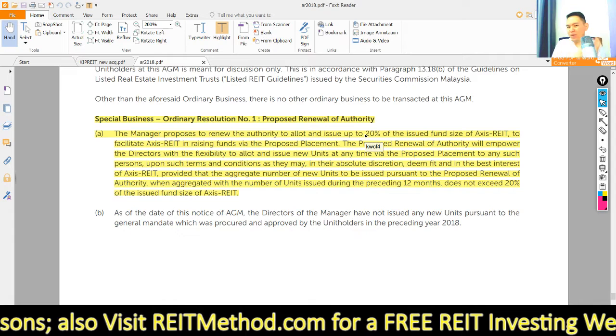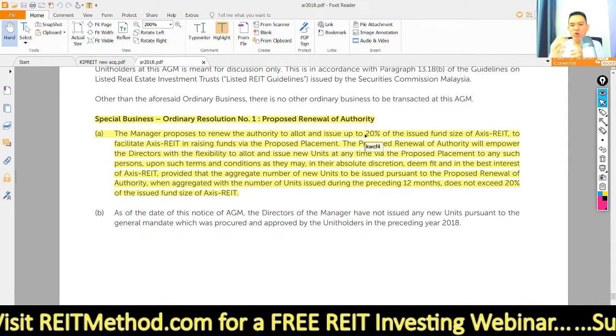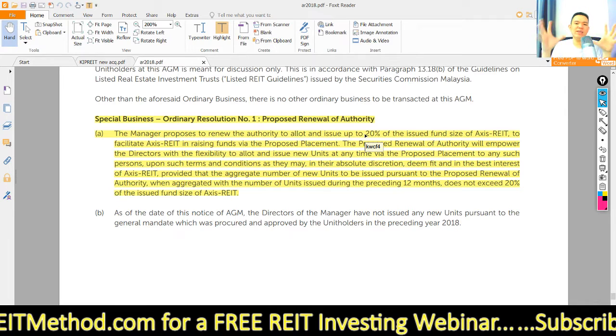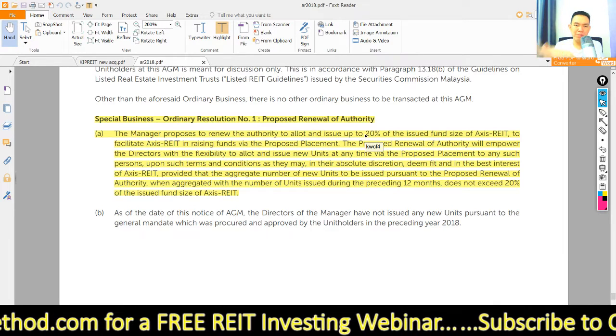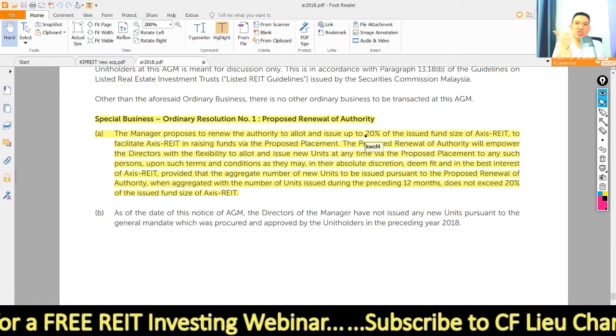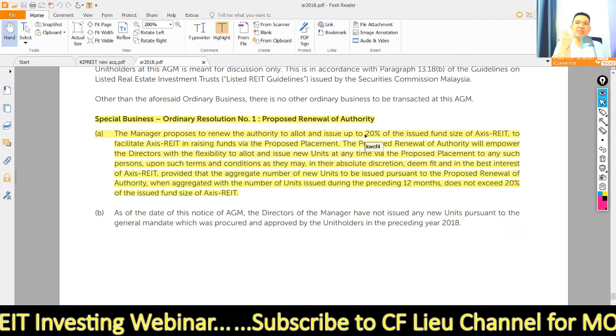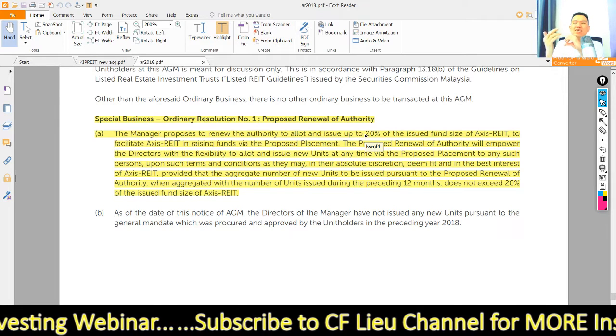Only the big guys like EPF and all that, but they cannot issue more than 20% more of the total units out there in the market. So this is called private placement. Now, because the private placement is not something they can execute right off the bat, they need shareholder approval. So minority shareholders normally have to vote, to say whether they still, it's like an authority.